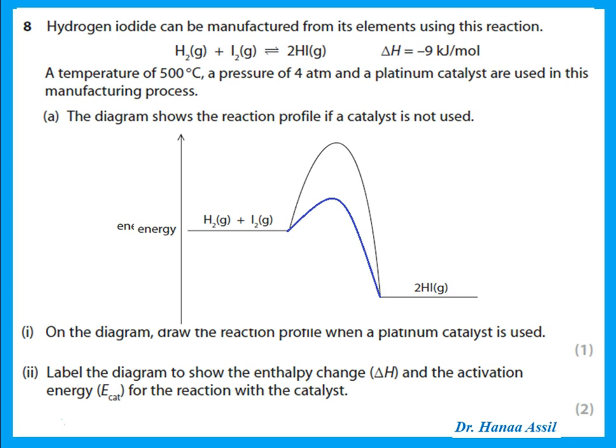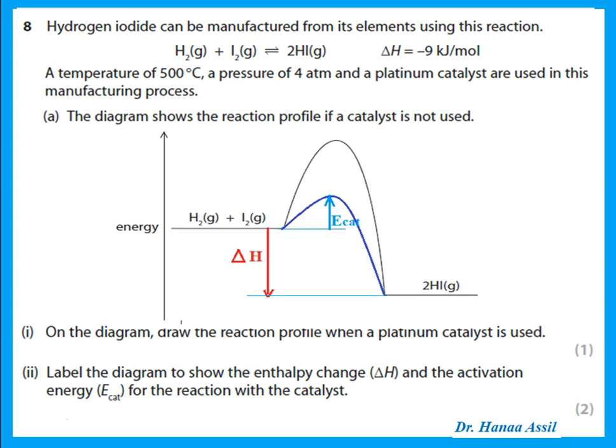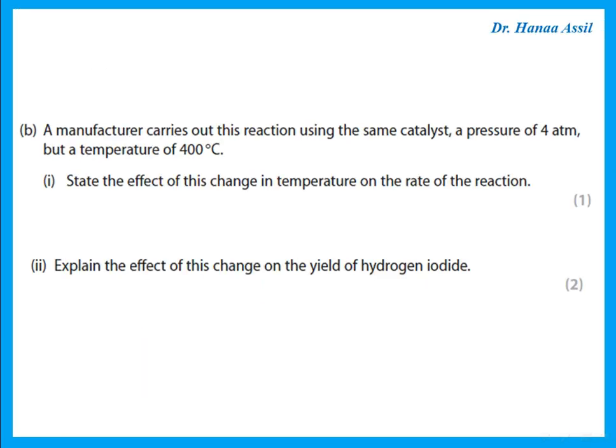And he's saying label the diagram to show the enthalpy change. Where is the enthalpy change? You should remember. The enthalpy change is the difference in energy from reactants to products. So remember that the arrow is going down. Where is the energy of activation for the catalyzed reaction? That is from the reactants to the top of that hill or that mountain up there. So that is the energy of activation, and the arrow should be pointing up.